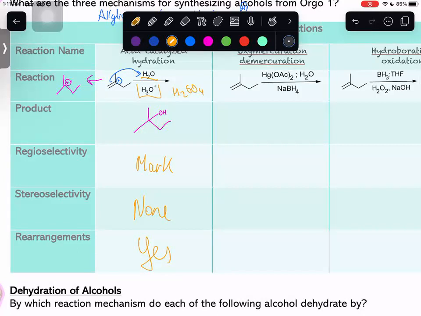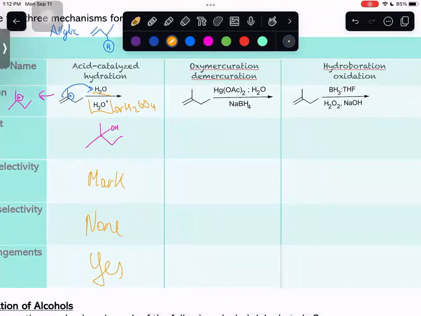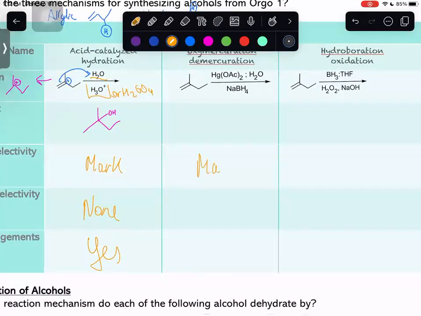Real quick, H3O plus, H2SO4 is also viable, as long as you have any sort of acid. The most common one that you saw in Organic Chemistry 1 was H2SO4, but in this class you can also see H3O plus, H2SO4, any of those. Okay, it's actually not going to be anti-Markovnikov. There's only one reaction that is actually anti-Markovnikov. This one is still following Markovnikov, so that means that OH goes to the more substituted side.